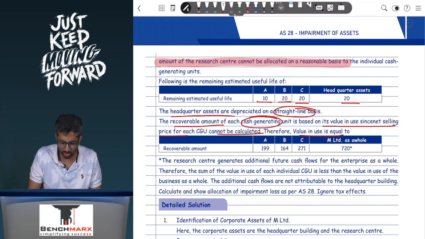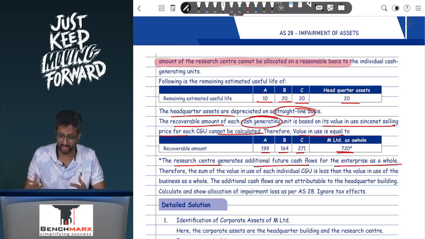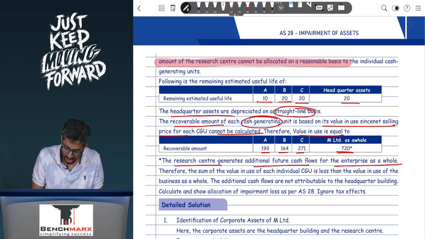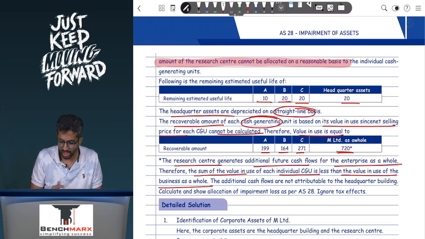The value in use is equal to... you have been given the value in use numbers for A, B and C, and then M as a whole, which is higher than the total of these three. The research center generates additional future cash flows for the enterprise as a whole, and hence M Limited as a whole has a higher value. Therefore, the sum of the value in use of each individual CGU is less than the value in use for the business as a whole. The additional cash flows are not attributable to the headquarter building.